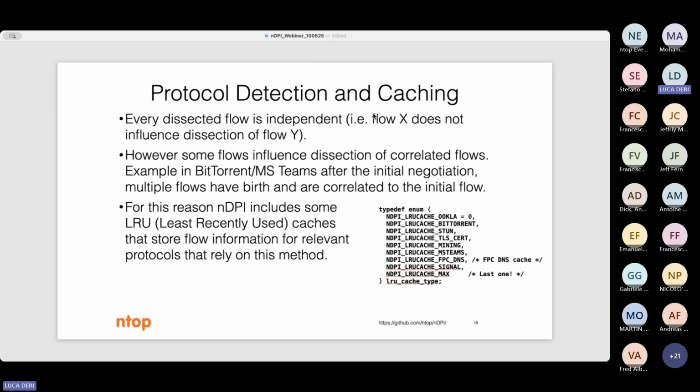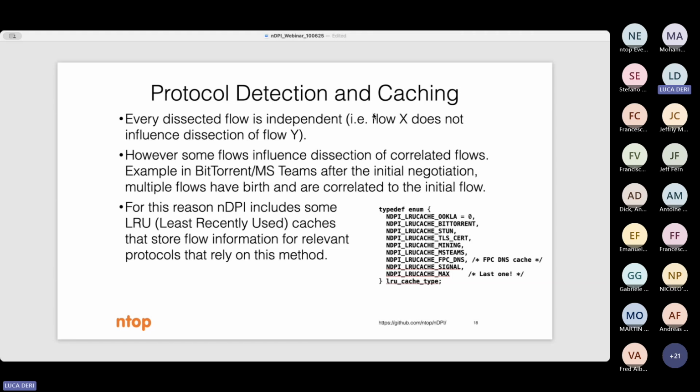In order to speed up detection, and also in order to detect specific protocols, we need to rely on caching. That's a very relevant technique inside nDPI. And this happens, for instance, depending on the protocol. There is not a rule of thumb.